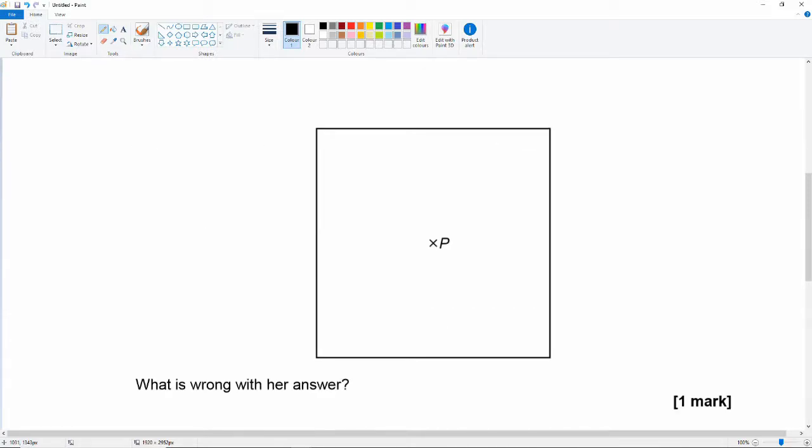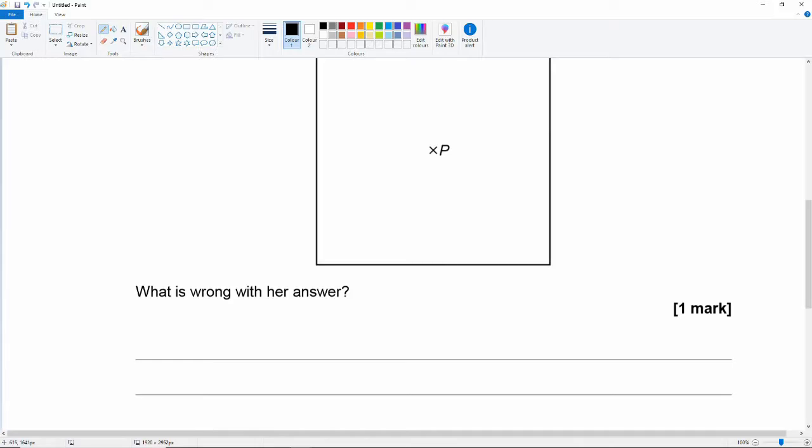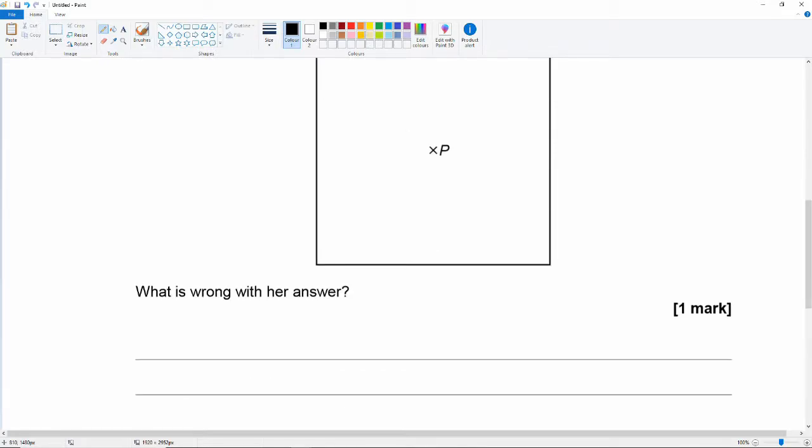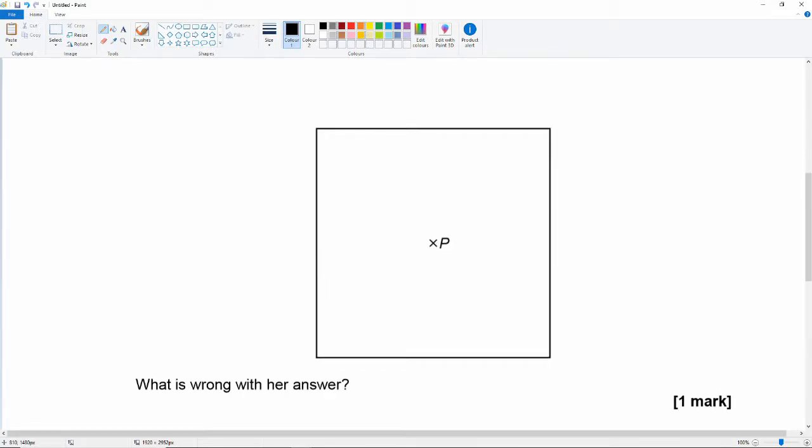Point P. And she's got a rectangle. Oh my goodness, that's completely wrong. What's wrong with her answer? Okay, what's right with her answer? Alright, so the point is that this distance here from P to the corner is very clearly larger than, say, this distance here to somewhere here.